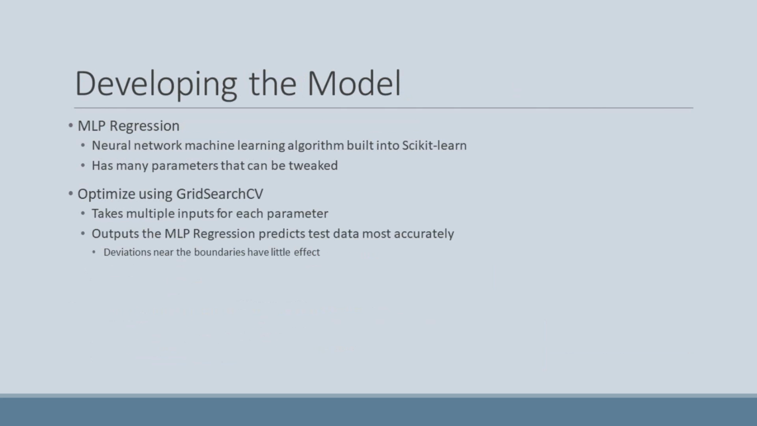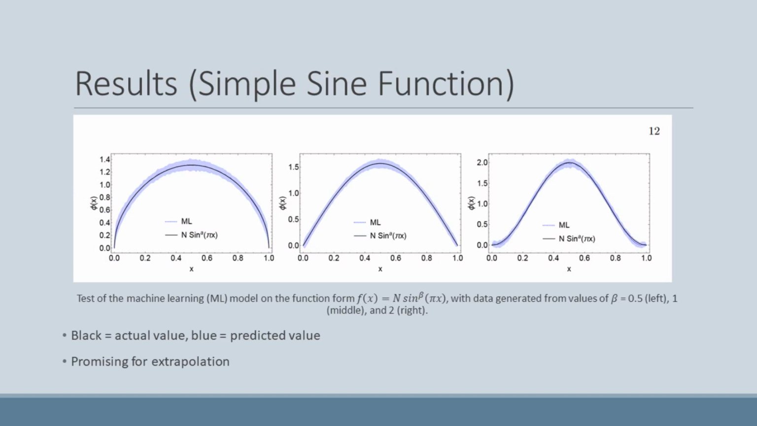Now that we have a set of data in which we can train a machine learning algorithm, we use an MLP regression, which is a neural network machine learning algorithm built into scikit-learn. Scikit-learn is a Python package that has a variety of built-in machine learning functions. The MLP regression has many parameters that can be tweaked, and in order to optimize this model, we can use GridSearch-CV. GridSearch-CV takes multiple inputs for each possible parameter that can be tweaked, and outputs the MLP regression that predicts a set of test data most accurately.